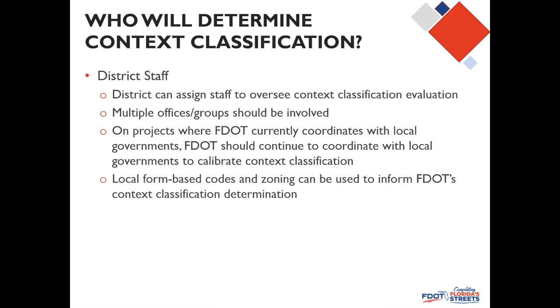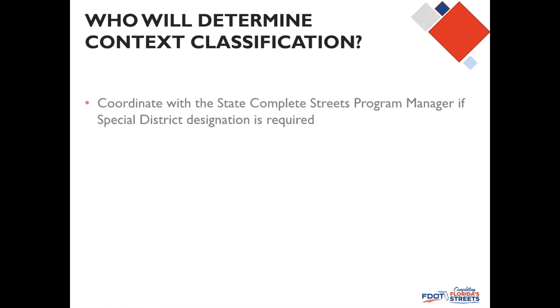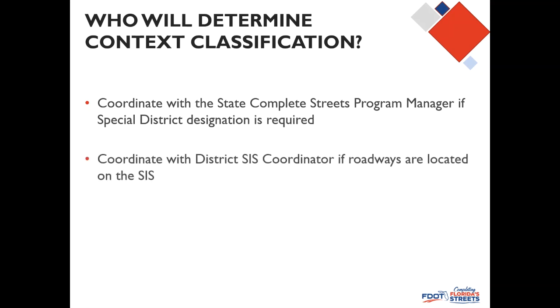You can use local form-based codes and zoning to help inform FDOT's context classification determination. In any case, the final determination of context classification will always be made by FDOT. We reserve the right to determine context classification on the state roadway system. If you think a special district may be required in this location, you should coordinate with the state Complete Streets Program Manager. If you're working on a project that's on the SIS, then you should coordinate with your district SIS coordinator.